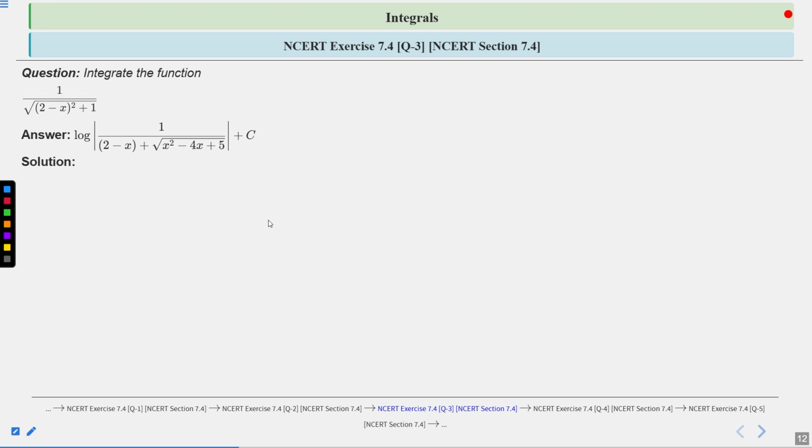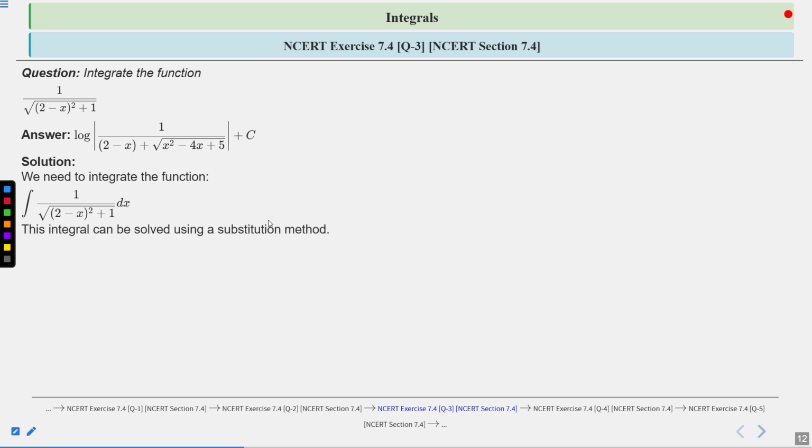Let us see the solution part. We need to integrate the function, integral of 1 upon root over (2 minus x) whole square plus 1 dx. This integral can be solved using a substitution method. Let t is equal to 2 minus x. Now we find the differential dt by differentiating t with respect to x.